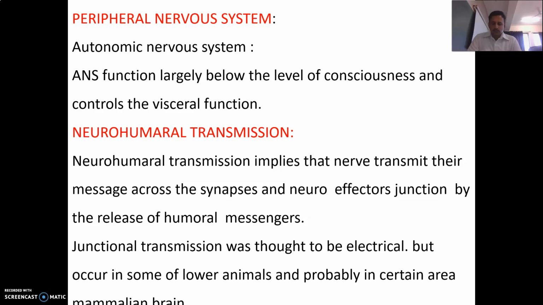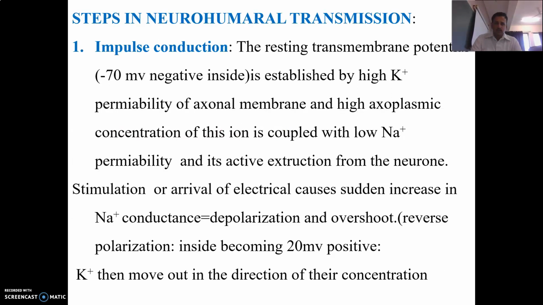Now, we are going to discuss the steps involved in neurohumoral transmission. As we already discussed in the definition, it is the transmission of a message from one neuron to another. There are different steps involved in the transmission of impulses from one neuron to another. First, the impulse conduction, that is, the conduction of the impulses.